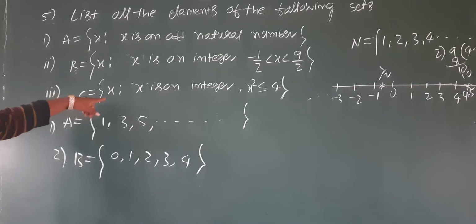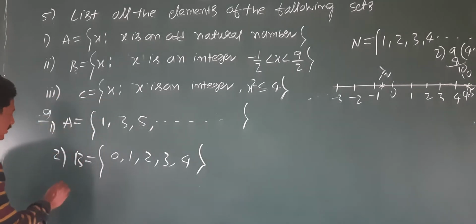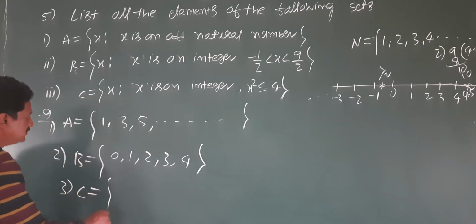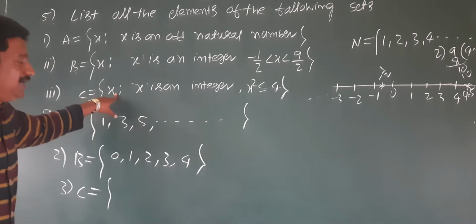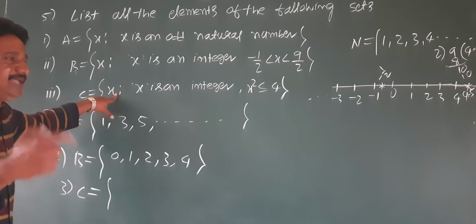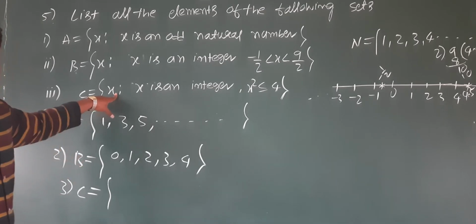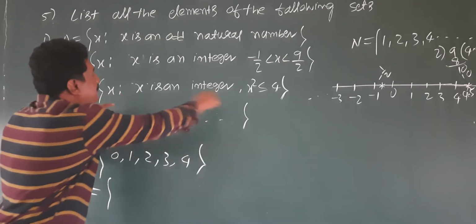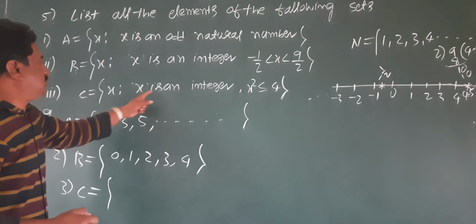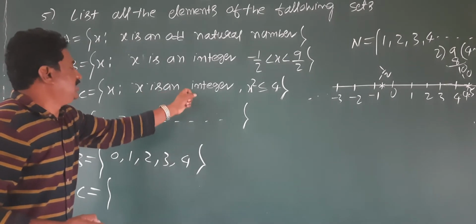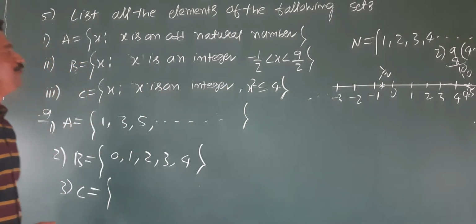Now let's go for collecting elements for C. Third one, C. C contains X. The elements of C are X. How that X should be is being explained here. X is an integer and that should be less than or equal to 4.